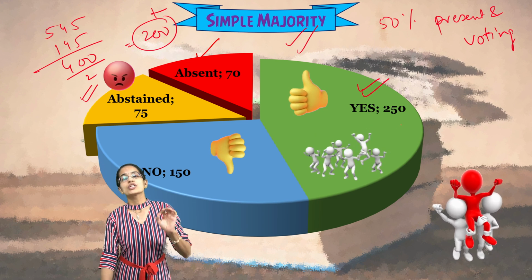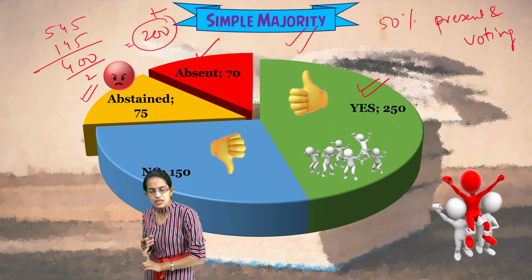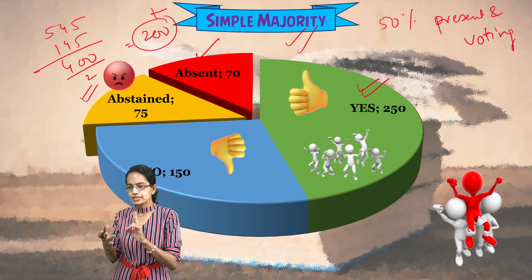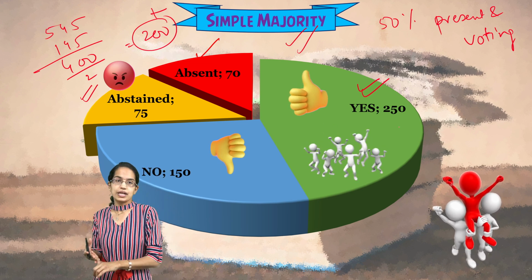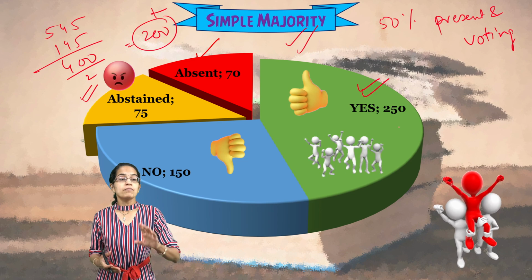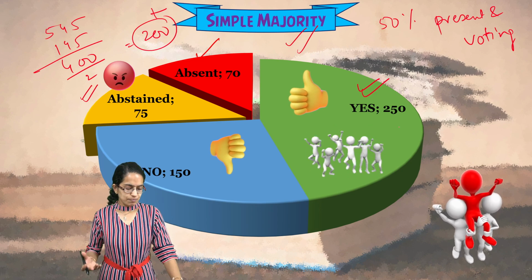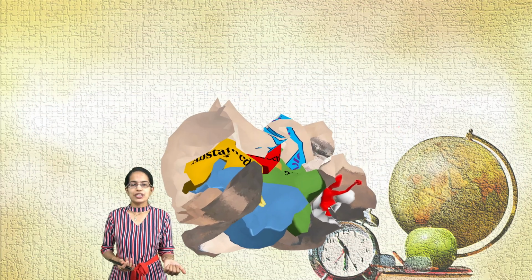So it ignores the candidates who have been absent, the candidates whose voting rights have been removed or terminated for a while, or who have abstained. So then we call it a simple majority. Now, where is the simple majority used?